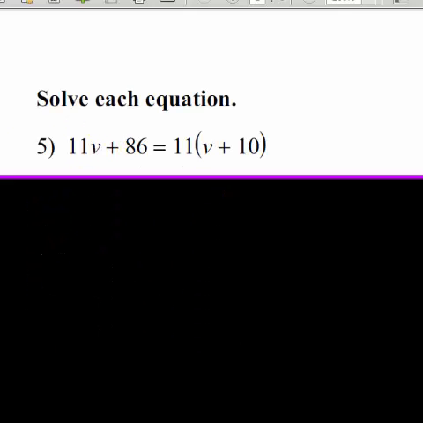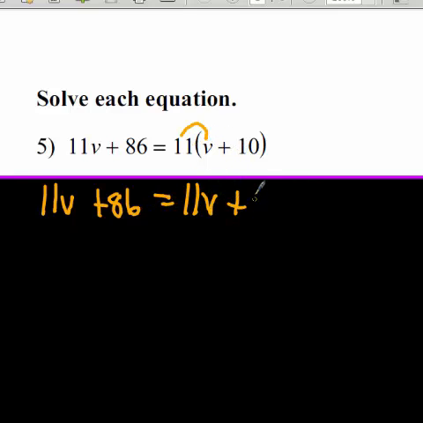Okay, I know for 5, once again, let's go ahead and think distribute first. So over here, 11v. So this side would be 11v plus 86. 11 times v would give me 11v. And 11 times 10 would give me 110. So now we have a situation where we are solving.